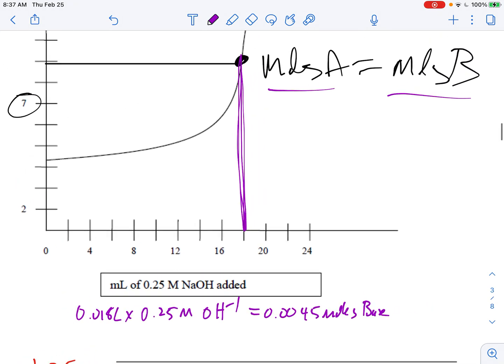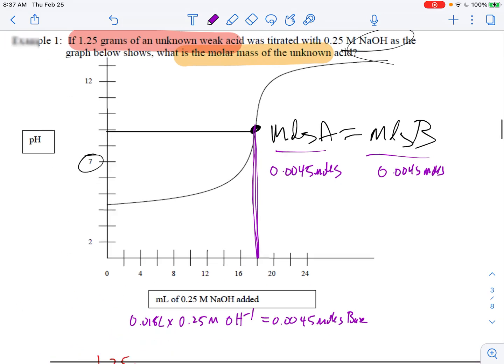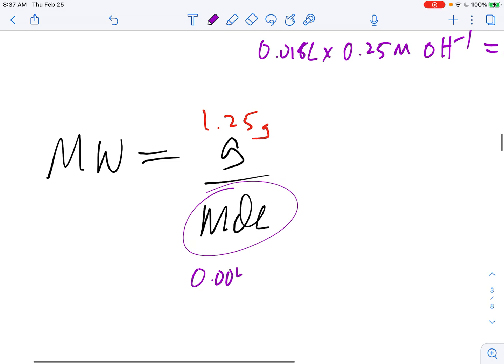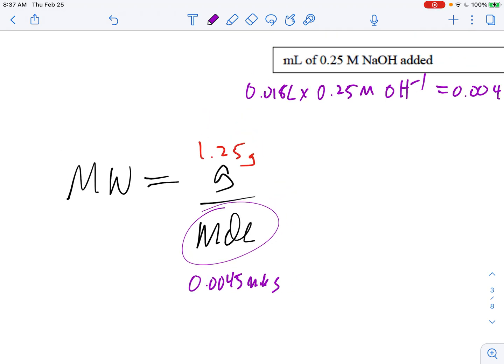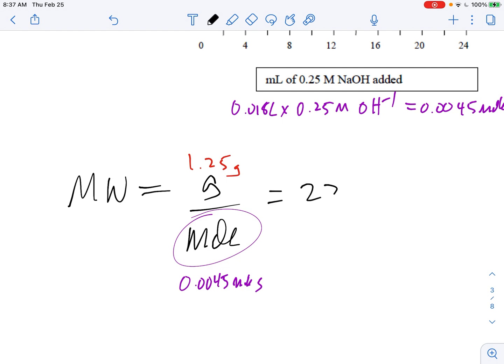And what's so special about that number at that point? Well, if this is 0.0045 moles, then at that point this is 0.0045 moles as well, because the whole point of the equivalence point is that they are the same. So that means down here I have 0.0045 moles. So 1.25 grams divided by 0.0045 moles gets me a molecular weight in the neighborhood of about 278 grams per mole.